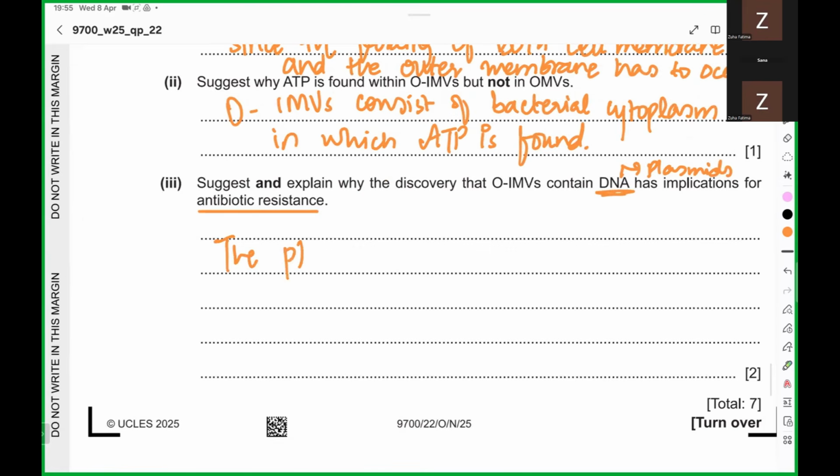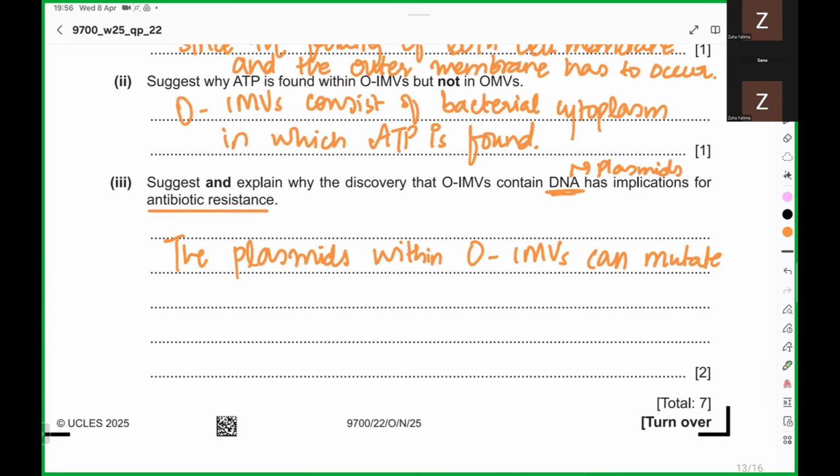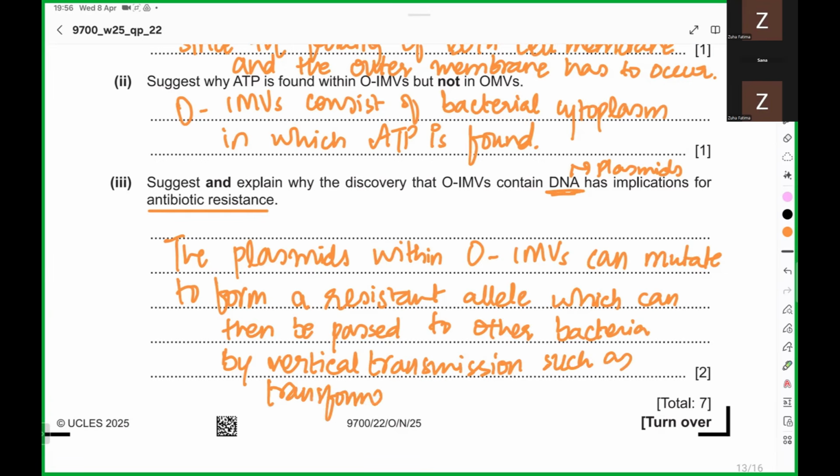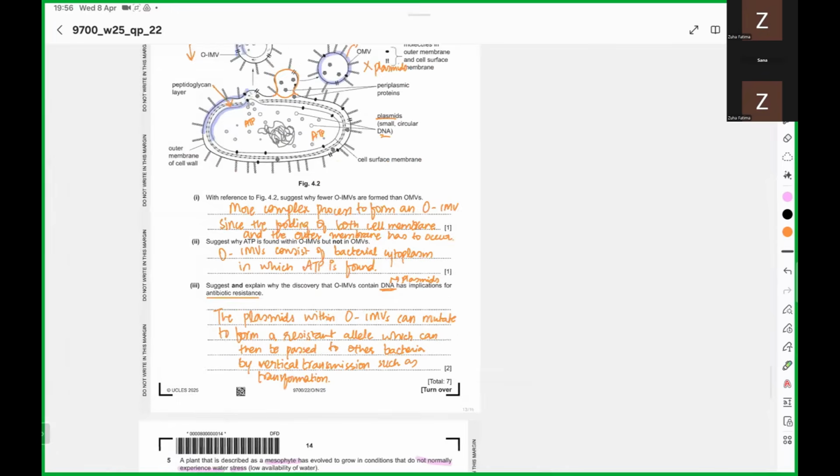The plasmid within OIMVs can mutate to form a resistant allele, which can then be passed to other bacteria by vertical transmission such as transformation. Clear? Any questions?